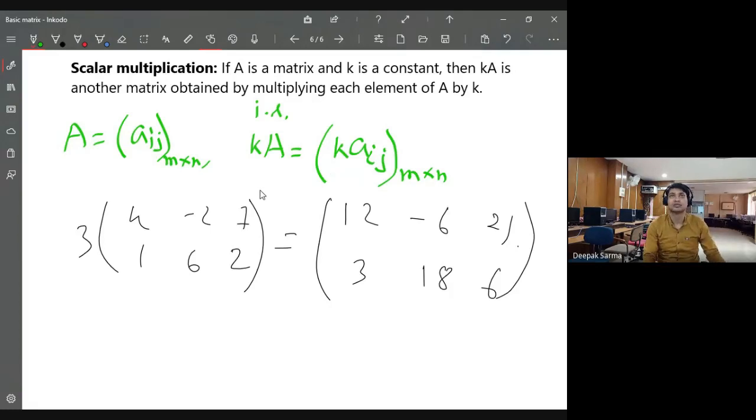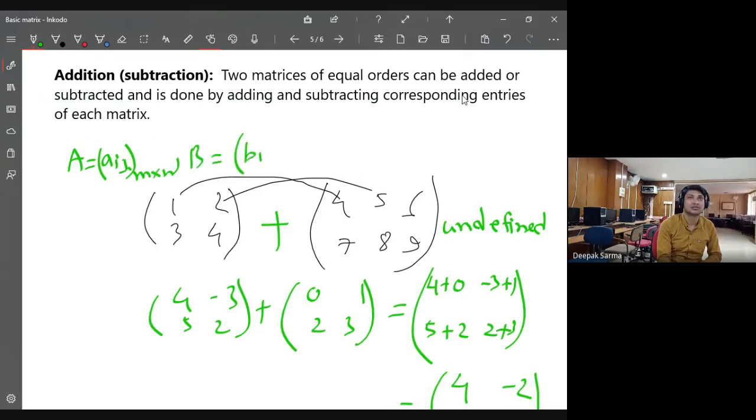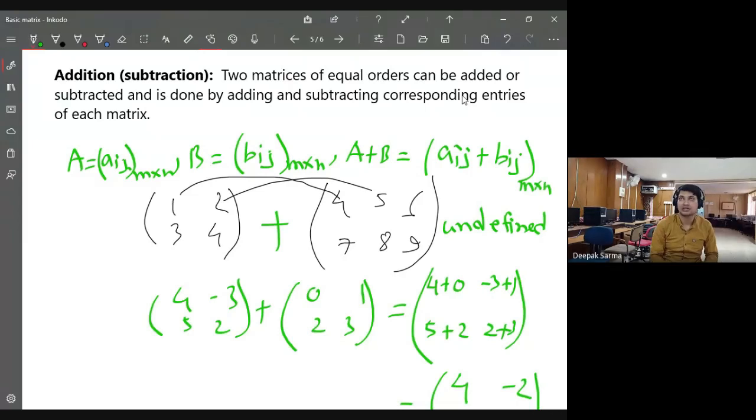If you want, you can symbolically define matrix addition and subtraction, whatever I defined. I think you can do it. Suppose matrix addition: A is equal to Aij of order m cross n, and B is equal to Bij. Again, it must be m cross n, otherwise addition is not defined. Then what is A plus B? We can find it. I have to add entry-wise, Aij plus Bij, and it is again m cross n. Okay, we can define it.